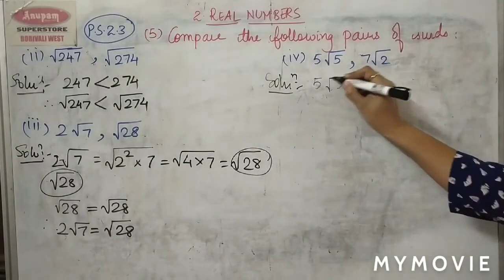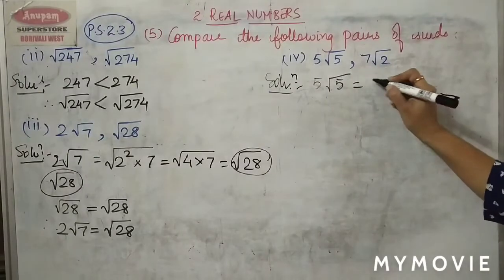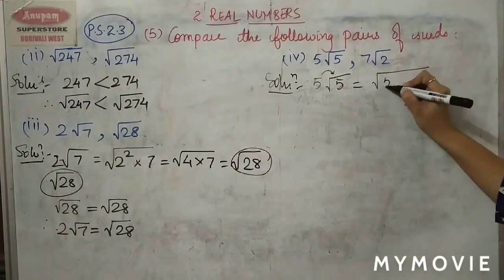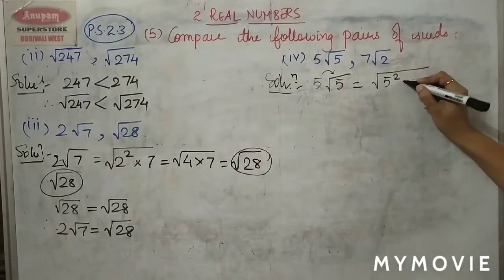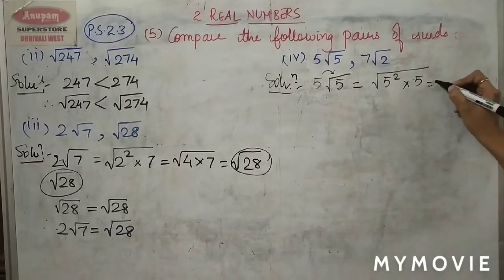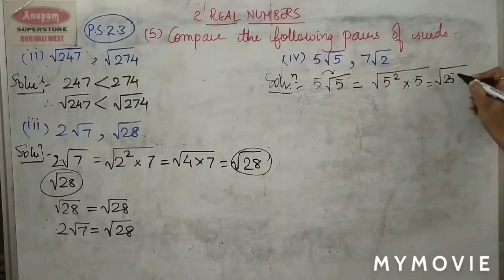5 square root of 5. Here this 5 will go inside. It will be 5 square into 5, since this 5 was already here. So this becomes 25 into 5, which will be 125.